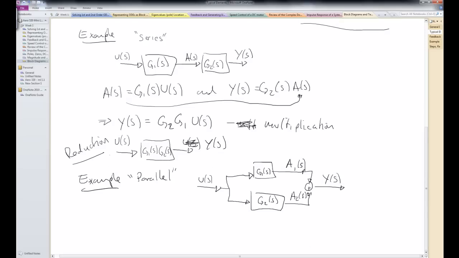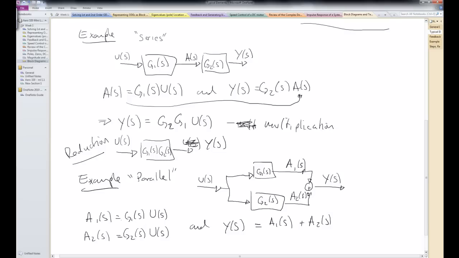So what we see then is that from the multiplies in G1 and G2, A1 of S is just G1 of S times U of S. A2 of S is G2 of S times U of S. And from the comparator, the output Y of S is just the sum of A1 of S and A2 of S. So making substitutions, I find that I have G1 of S plus G2 of S, and then that whole thing gets multiplied by U of S. So when things are in parallel, it's like they're being added together.